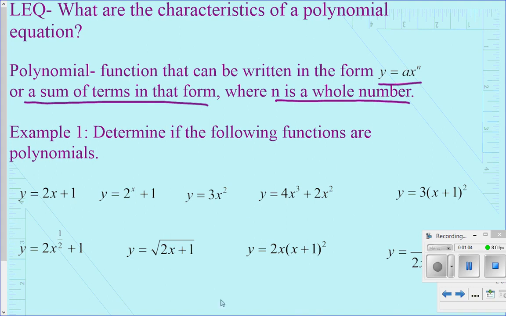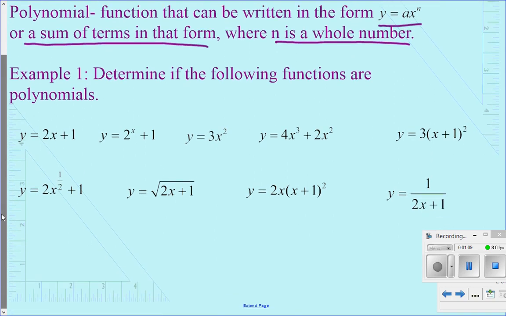call it a polynomial. So we have several different examples here that we're supposed to figure out if they are polynomials. So the first one, we have 2x, so the exponent there's a 1, that's a whole number. So that piece, that term is good. It makes it a polynomial, but we have to check the other term as well.